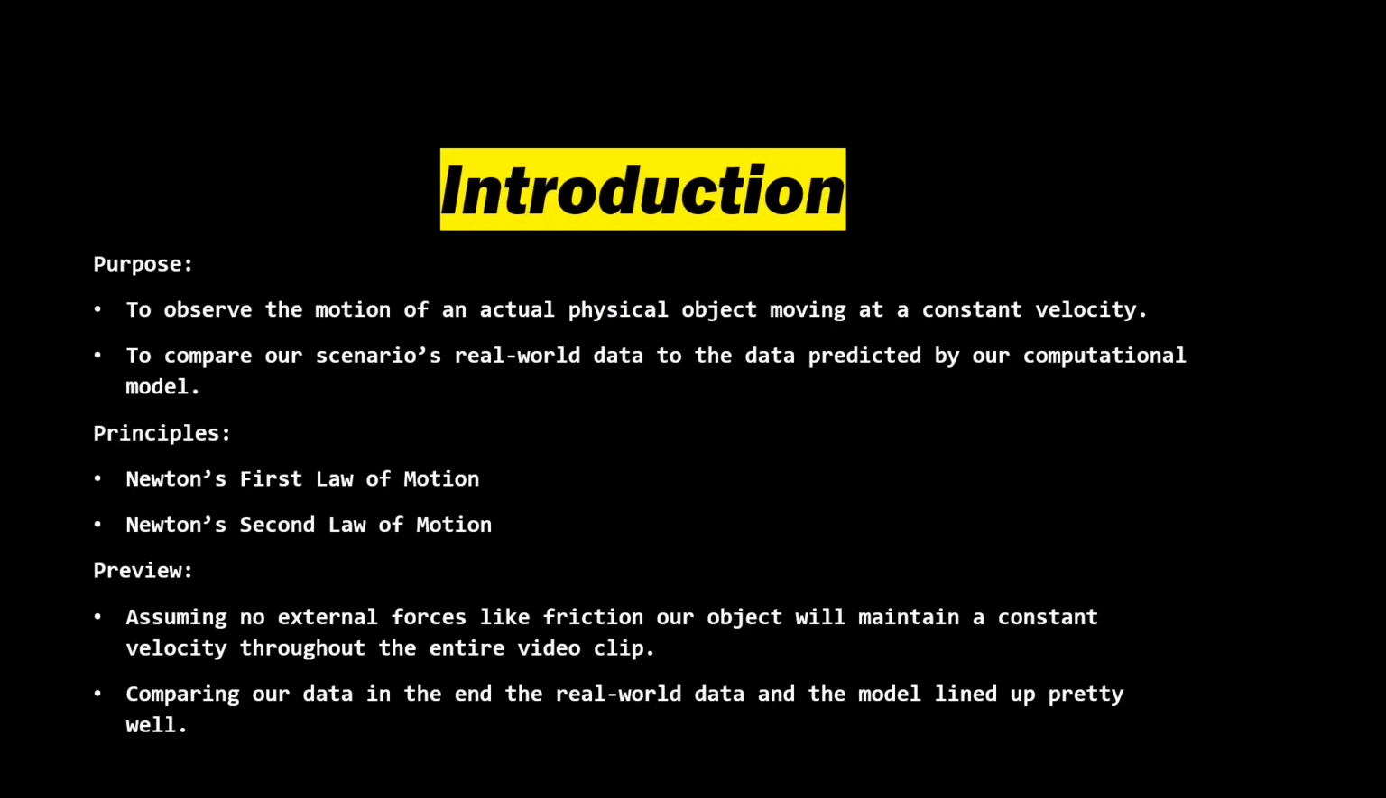A little bit of introduction to this lab. So the purpose of this lab is to observe the motion of an actual physical object moving at a constant velocity, and we're also looking to compare our scenario's real-world data to the data predicted by our computational model. Some principles we'll be using in this lab are Newton's first law of motion and Newton's second law of motion.